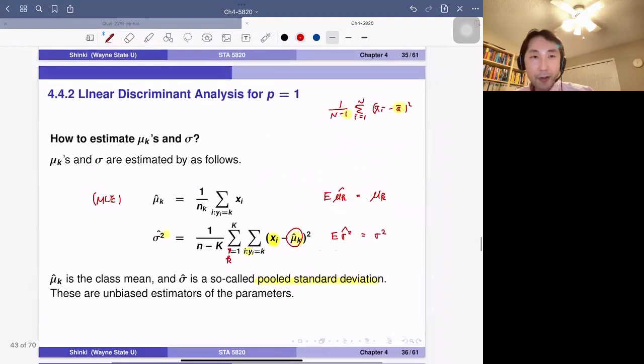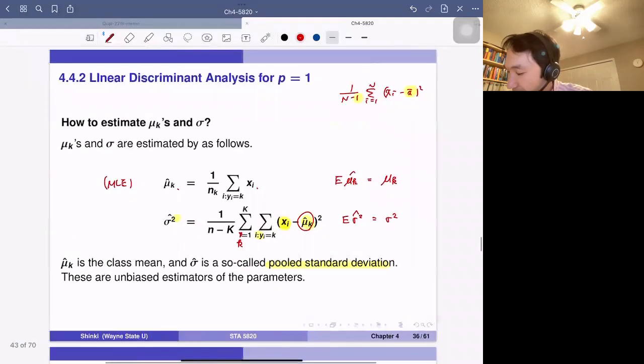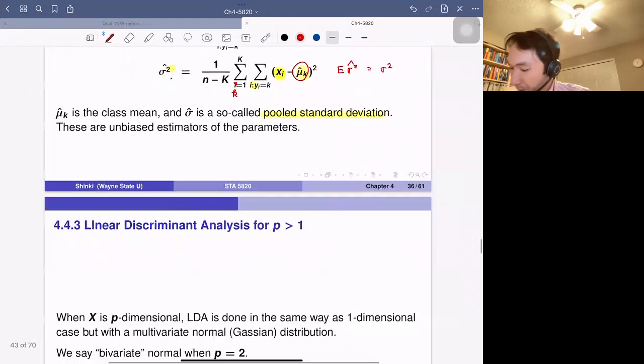Do you have any questions so far? This computation is very easy. If we have observations, we can just take the average, and the variance is slightly more complicated, but anyway this is just an arithmetic formula, so you can do it very quickly with a computer.